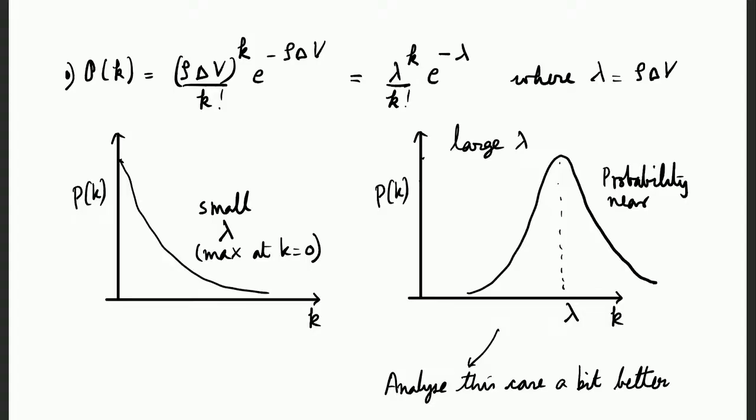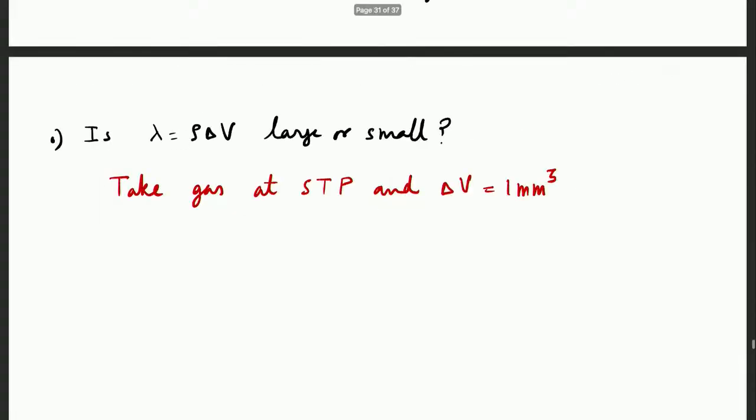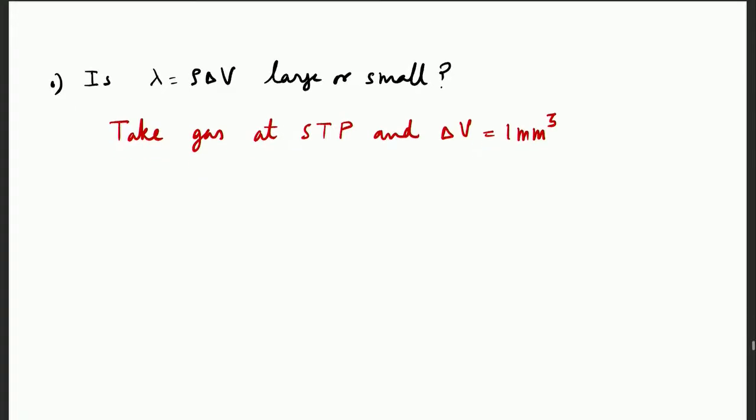Now, what case should we analyze? Remember our lambda is rho delta v. So should we analyze small lambda, large lambda, or intermediate lambda? To do that, we need to put some numbers. Is lambda dimensionless or dimensionful? It is dimensionless, because it is number of particles per unit volume times volume. Now, is lambda going to be large or small? So let us do a calculation.